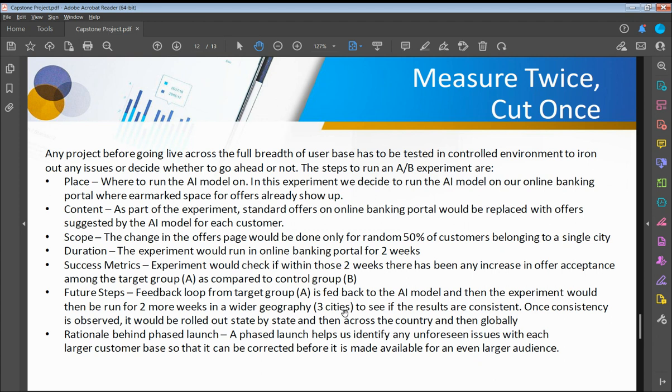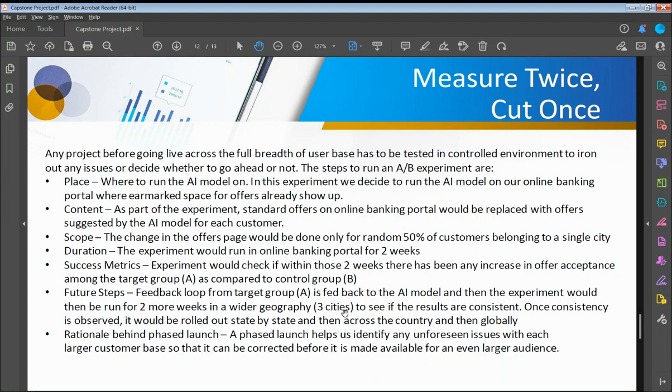This change would begin with a pilot city, and it will be done for a random 50% of the customers that belong to that pilot city. The experiment is going to run in the online banking portal for 2 weeks. At the end of 2 weeks, we will check whether this has brought in more offer acceptance in the target group A, where the AI is being used, as compared to the control group B, where we are using the standard offers that are currently being displayed.